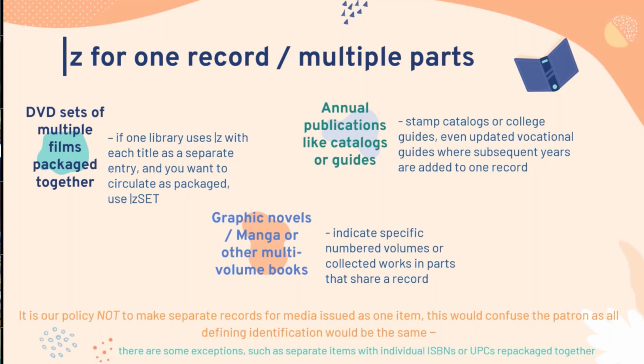So more examples are when you have annual publications, like the vocational guides, the college guides, subsequent editions and years added to one record. The stamp catalogs are a really good example where they have alphabetical and numerical entries, but everything shares a title record. So we need a way to set that off.